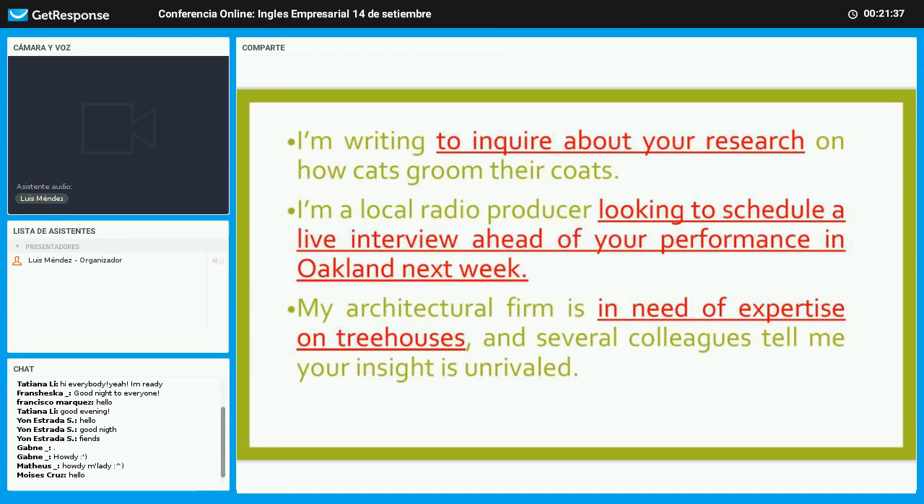For example, here it says, I'm writing to inquire about your research on how cats groom their coats. Okay, this is one of the purposes. I'm a local radio producer looking to schedule a live interview ahead of your performance in Auckland next week. You're trying to ask for help. My architectural firm is in need of expertise on three houses, and several colleagues tell me your insight is unrivaled. Again, this person is trying to ask for help and is also expressing the purpose. Okay? So, whenever you express the purpose of your email, you have to say, I'm writing, the reason, and also you have to tell the person that he or she is going to be of great help for you.